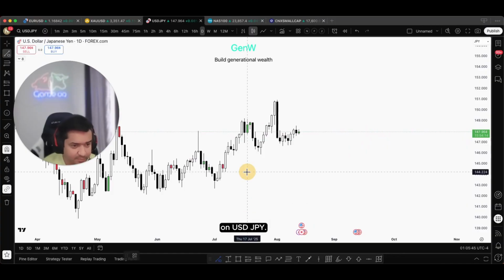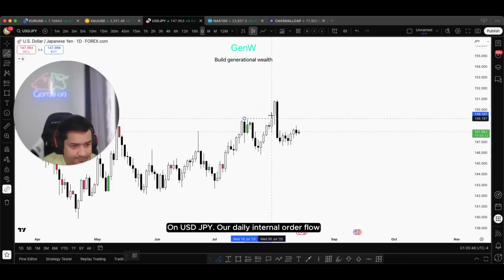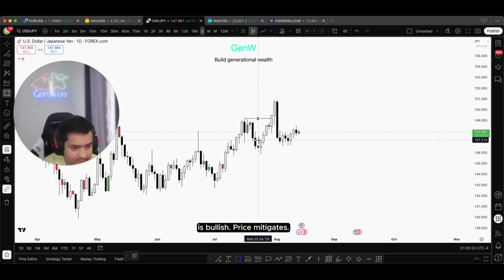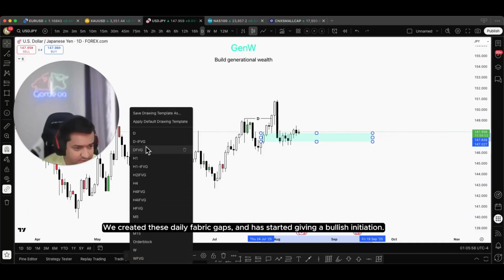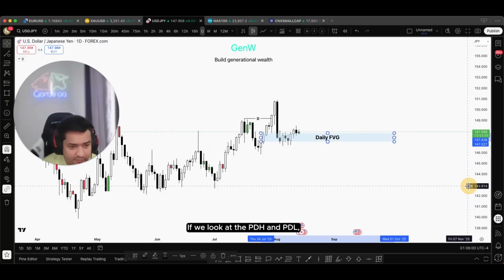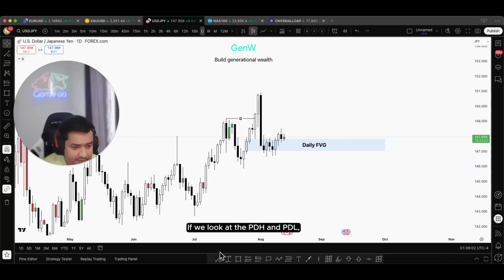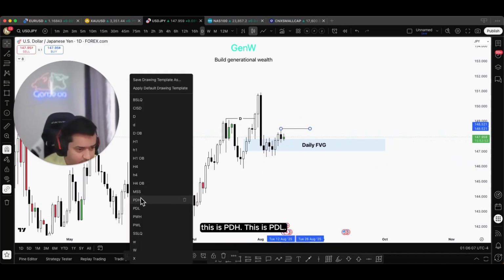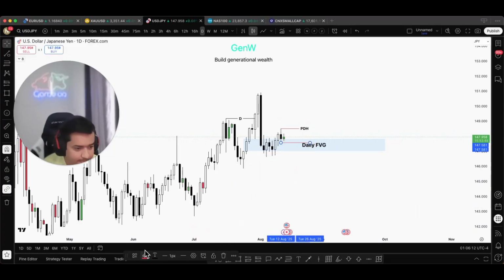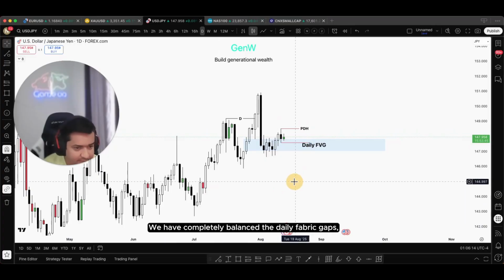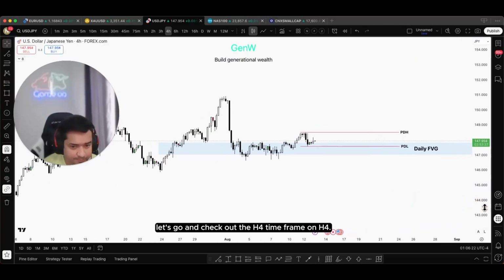Let's go and do a similar thing on USDJPY. On USDJPY, our daily internal order flow is bullish. Price mitigated these daily fair value gaps and has started giving a bullish initiation. If we look at the PDH and PDL, this is PDH, this is PDL. We have completely balanced the daily fair value gap, so if price has to go up, it needs to continue going up. Let's go and check out the H4 time frame.